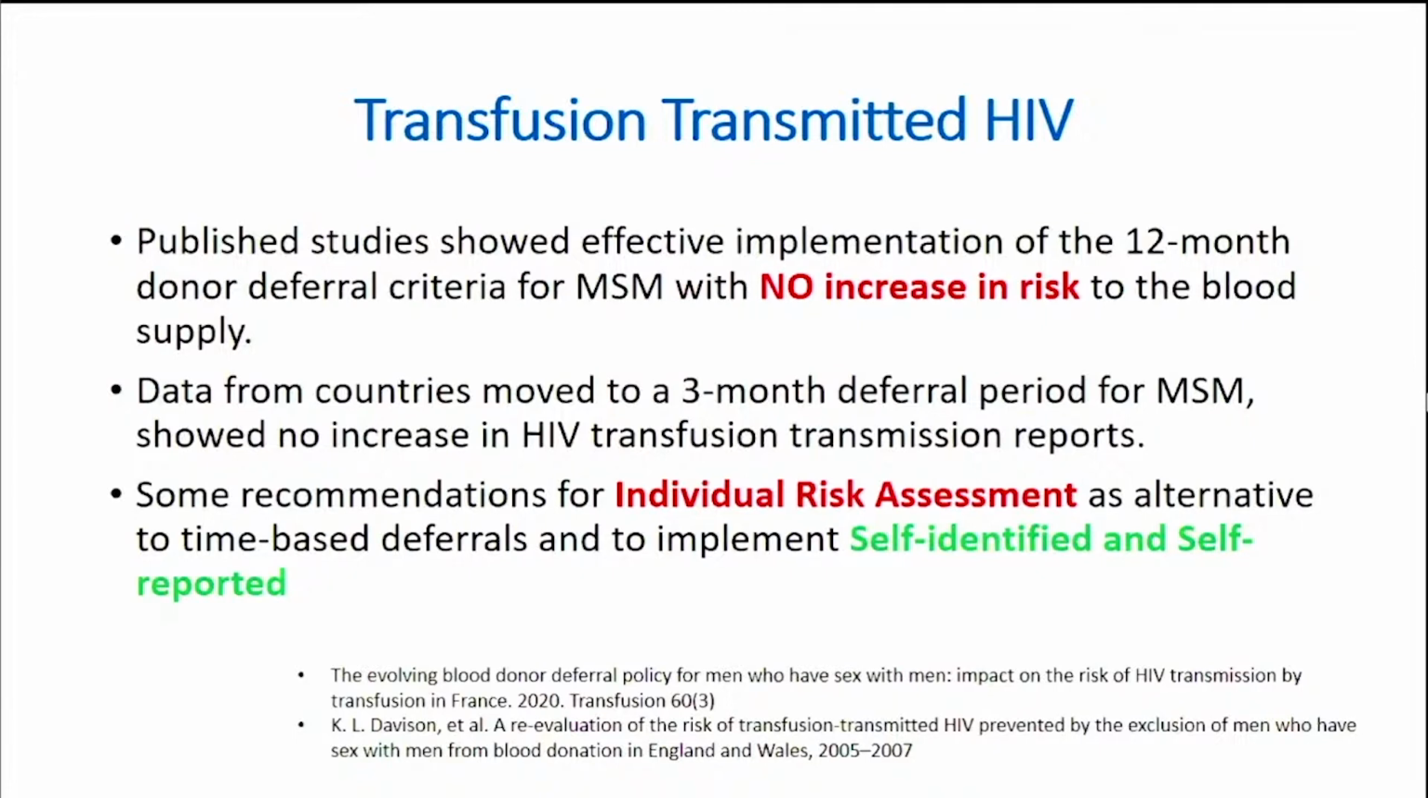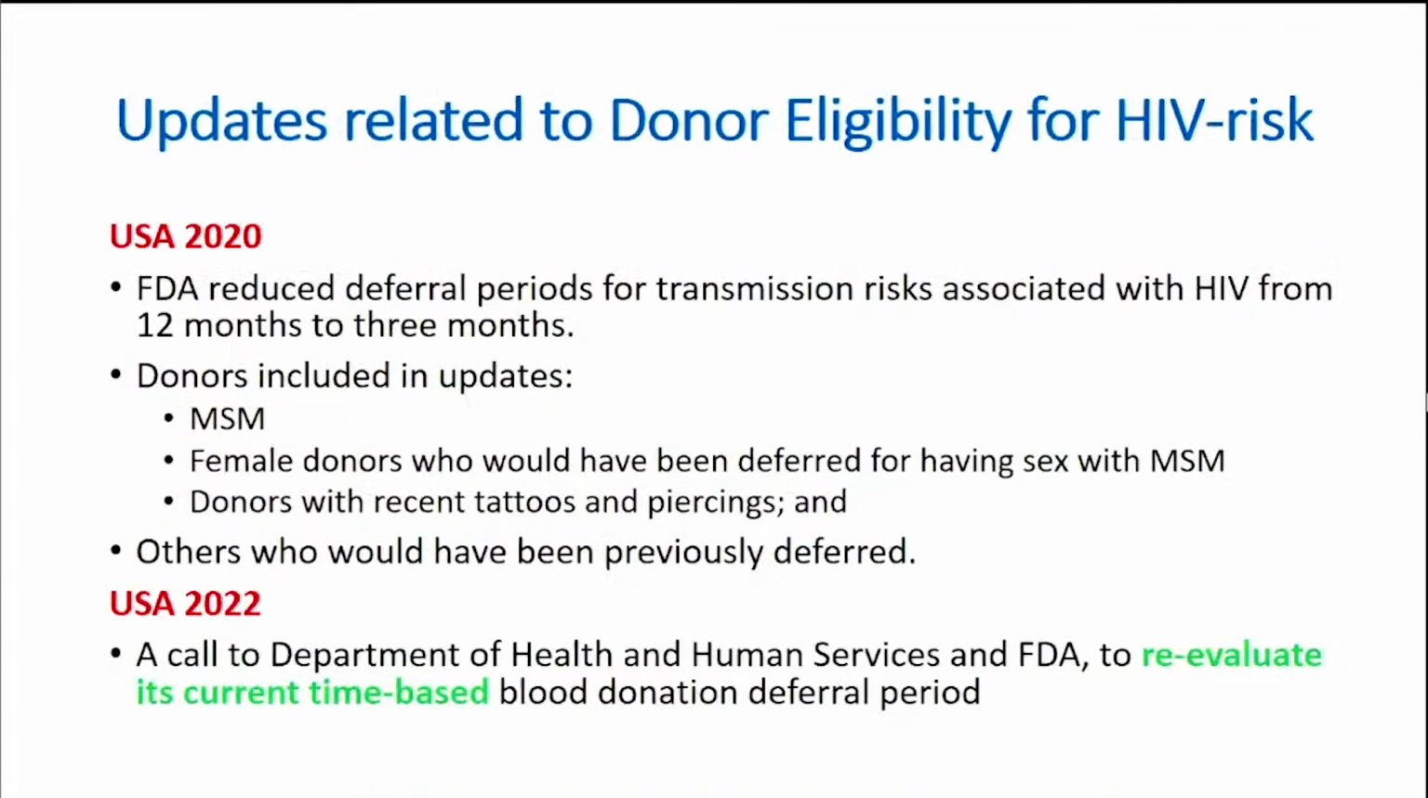It has been recommended to have an individual risk assessment, self-identified and self-reported, for the donors. However, again, these donors are all voluntary, non-remunerated donors, and they have a very educated, very high culture of blood transfusion. So in the USA in 2020, the FDA reduced the deferral period for risk associated with HIV from 12 months to 3 months based on published scientific data.